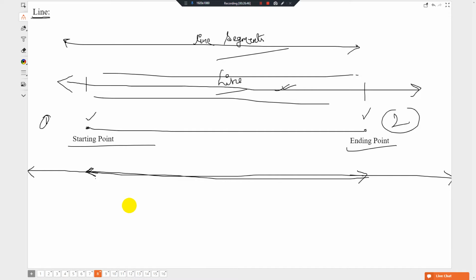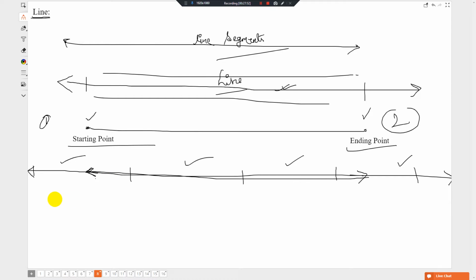So what is a line? When the line segments group together, they make a line. See, this is a line. It continues. It can be more than 1 mile, even more than 100,000 or 10,000 miles. That much is the length of the line. So what is a line? When line segments group together, they form a line. A line means when a line segment extends in both directions, that is known as a line.